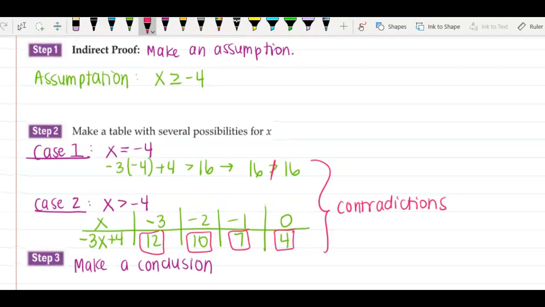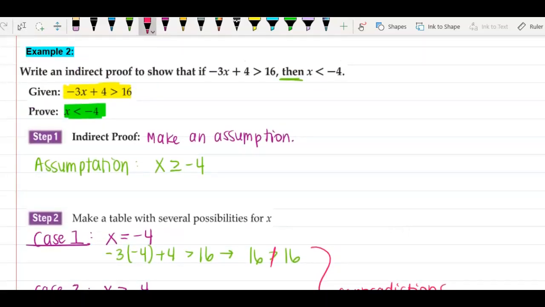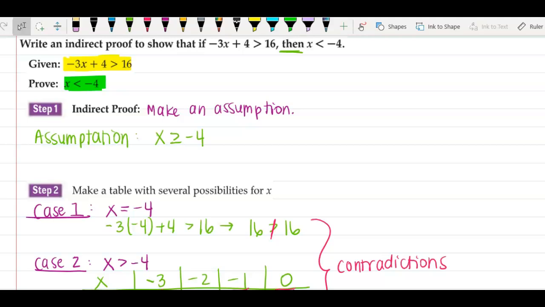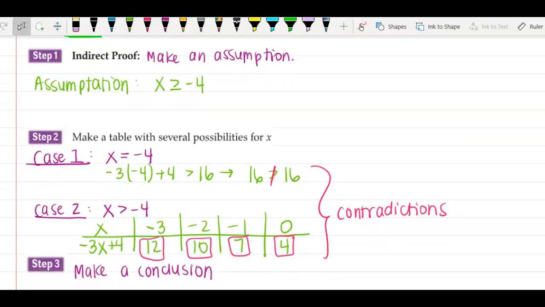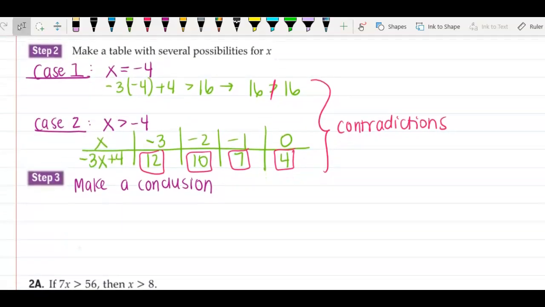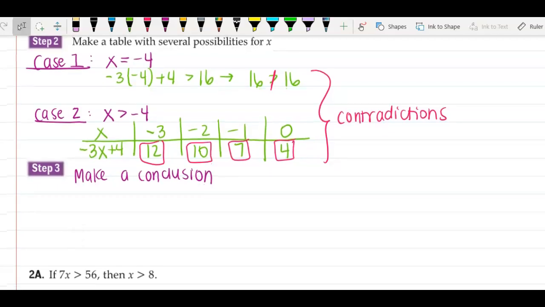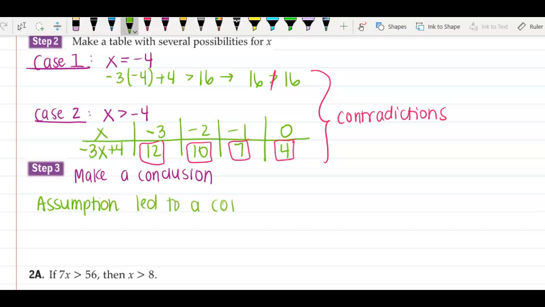So let's recap. We assumed the opposite. We made an assumption and said, if that statement is going to be true, then let's assume the opposite. We plugged in values that satisfied our assumption and it didn't work. So what we're going to say here is: assumption led to a contradiction.